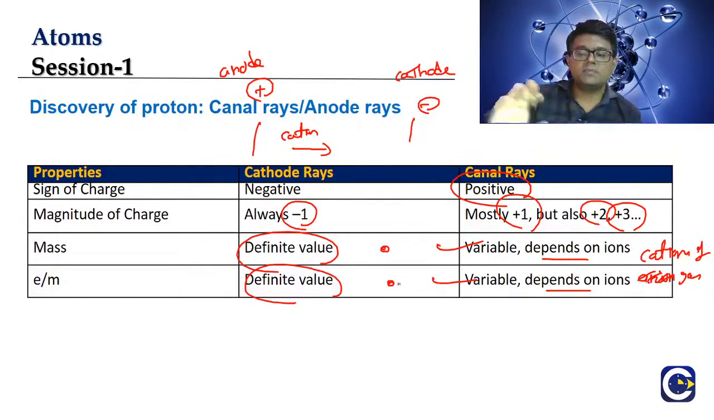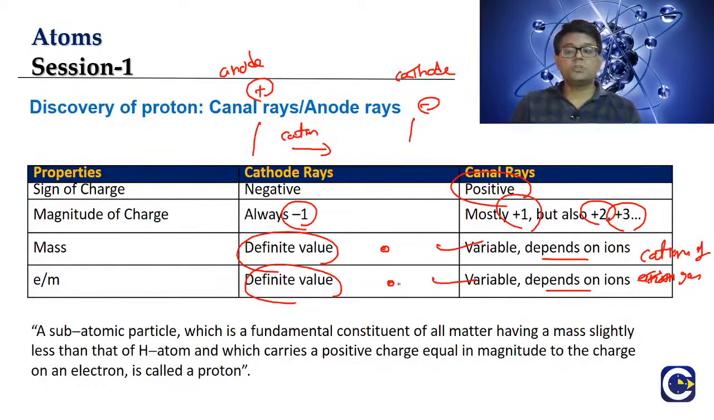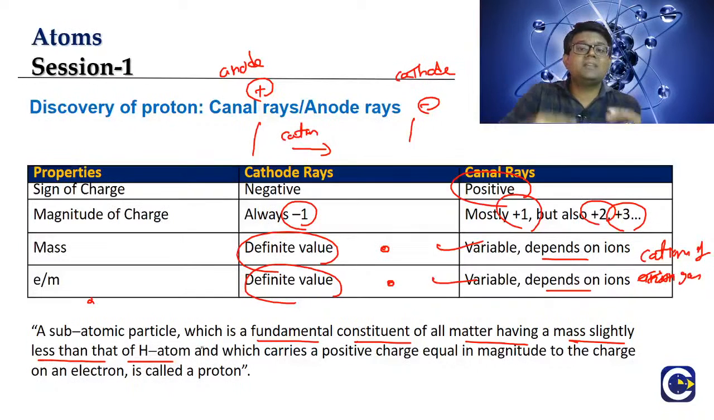So based on these observations, the idea of protons has been proposed. The proton is proposed as the subatomic particle which is a fundamental constituent of all matter, and the mass of this is slightly less than the hydrogen atom mass, because this is observed in the case of the discharge tube experiment performed on the hydrogen gas. When the discharge tube experiment is performed on hydrogen gas, the charge value is numerically equal to the charge of the electron. Mass is slightly less than the mass of the hydrogen atom.